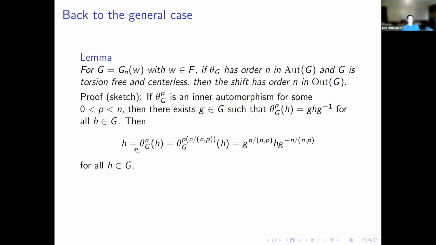Now the first equality here follows because that shift has exponent n. So you could say that equals p times n divided by the GCD of n and p. And as a result, your conjugating element G to the n over that GCD equals H. So if you multiply, then you've just learned that G to the n divided by n over p is a central element, possibly trivial. So again, the lemma then is that if you're torsion free and centerless, then the shift must have order n in the outer automorphism group.